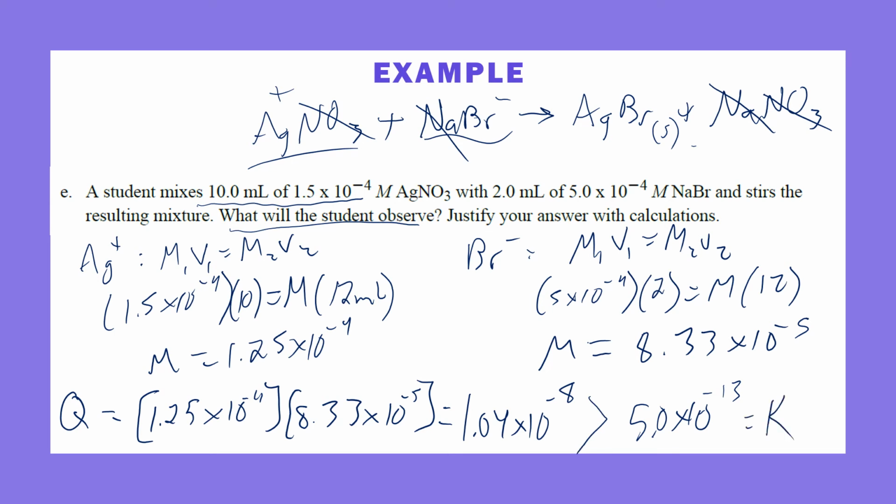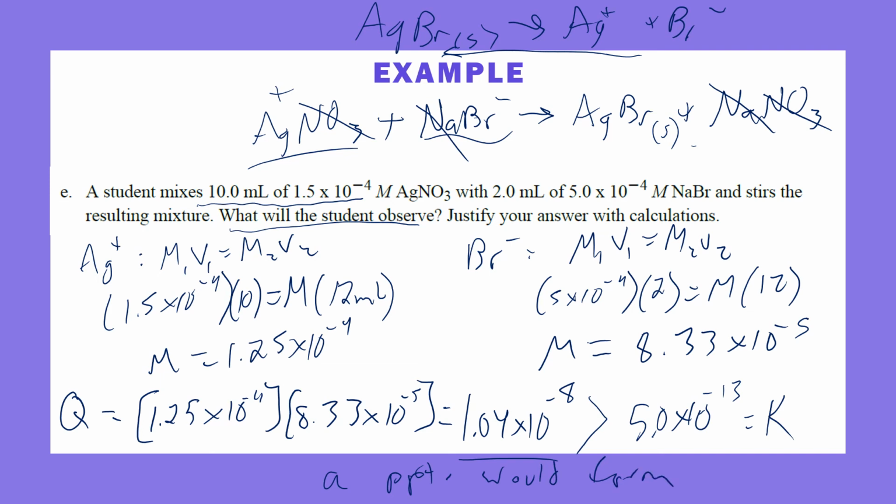Now, if we were to look at our solubility expression, which is our silver bromide solid dissolving into silver ions and bromide ions, if Q is too big, I need to make it smaller to reach K. And to make the Q smaller, we need more reactants. We need fewer products. So to make that happen, I would go in the reverse direction, and I would make more solid silver bromide. So you would observe a precipitate would form.